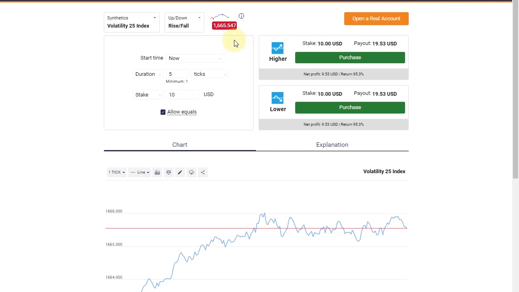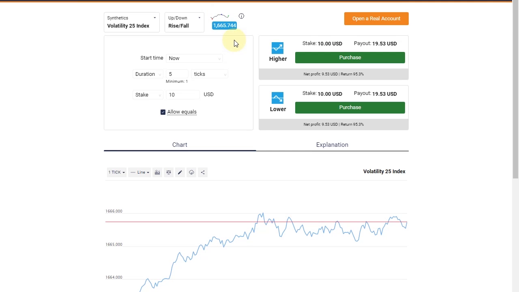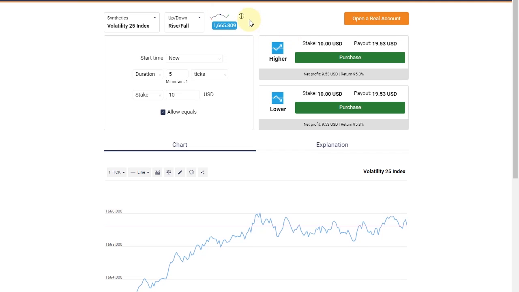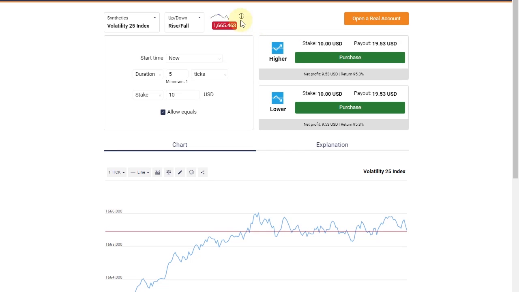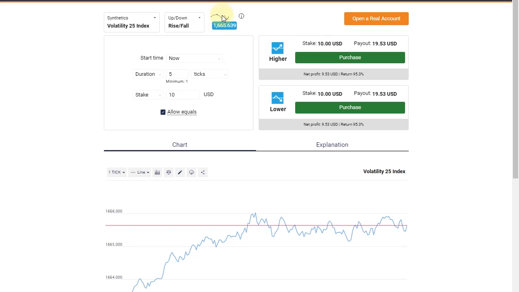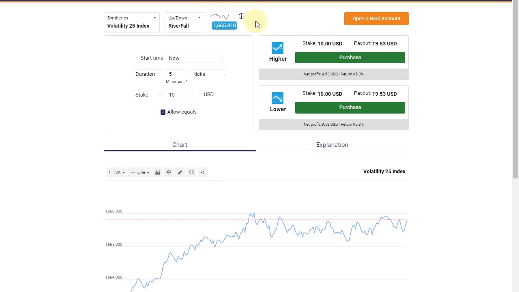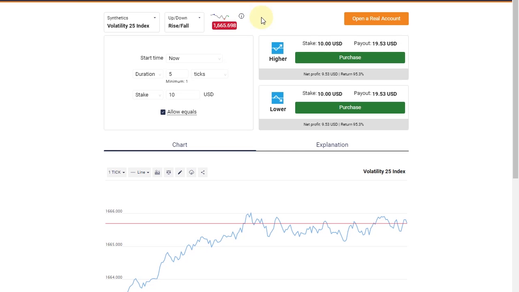So when the chart is going down with red dot and we get the last digit number 607 with blue color, then we enter higher trade. Don't enter trades continuously with this method. Let's try to enter trade now. I will wait for entry point.